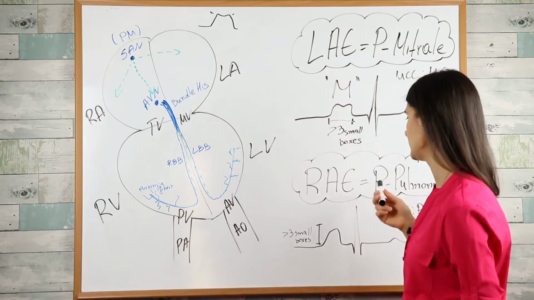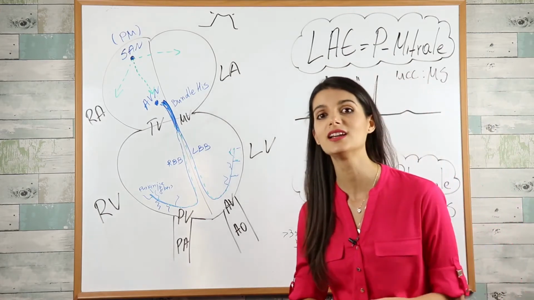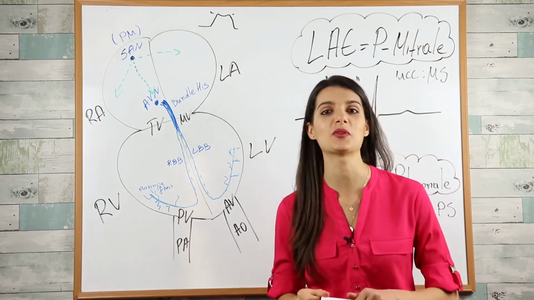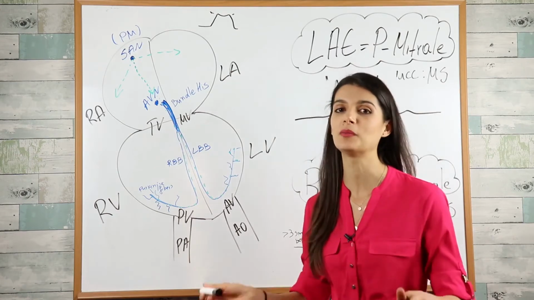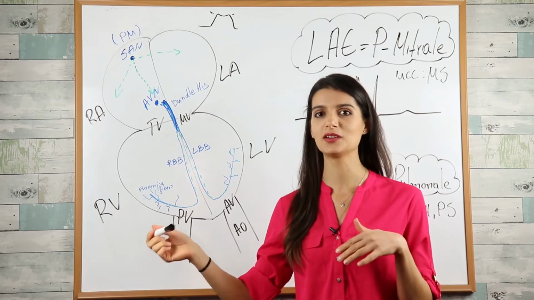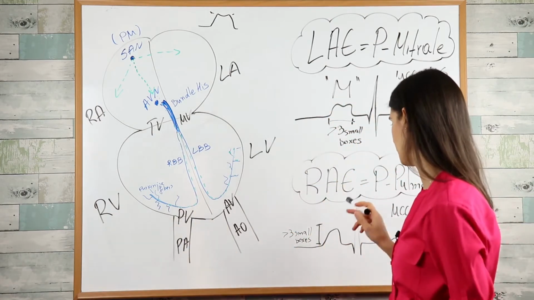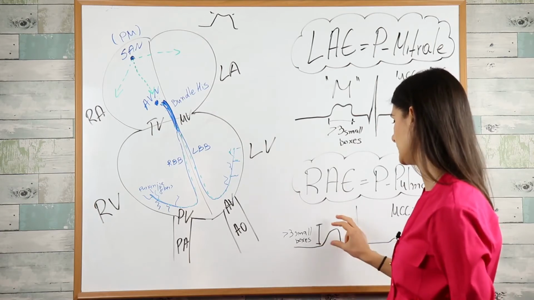Now, the right atrium enlargement EKG finding is the P-pulmonale. We call it P-pulmonale because the most common causes of right atrium enlargement are pulmonary hypertension and pulmonary stenosis, so P-pulmonale from pulmonary system. And on EKG we're going to see a P wave which is taller than 3 small boxes.